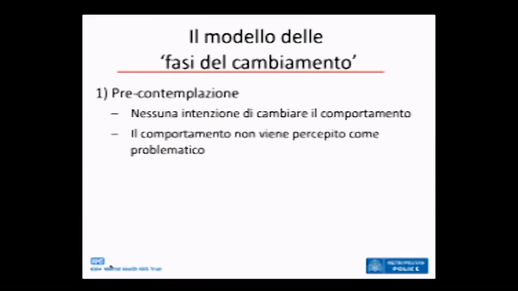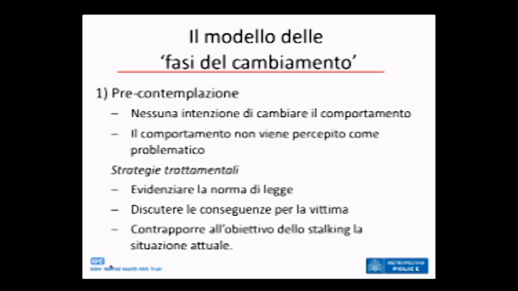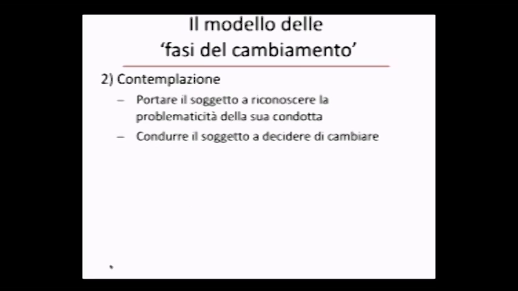Now, in order to put this into practice, and these are my last few slides, we use the stages of change model. Now, this is perhaps familiar to anybody that is familiar with the treatment of alcoholics, for instance. The first stage is known as pre-contemplation. And this is where the person has no intention to change their behavior at all. They don't see the behavior as a problem. Many stalkers are like this at the beginning. And the treatment strategies are some that I've referred to already. Pointing out the law, discussing the effect on the victim, discussing the stalker's aims with the actual outcome, and showing the contrast. The second of the 5 stages is the phase of contemplation.